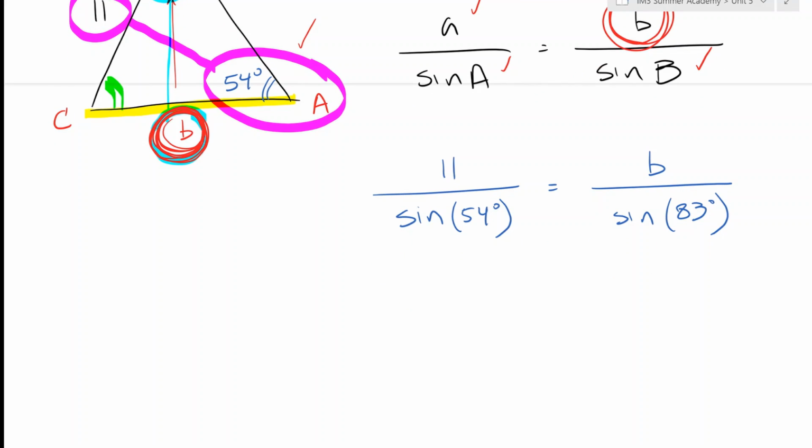And from here on out, it's a lot of calculator work. So I want to do this side first. Let's find out what 11 divided by sine 54 is. So I go on my calculator, 11 divided by the sine of 54. Okay.